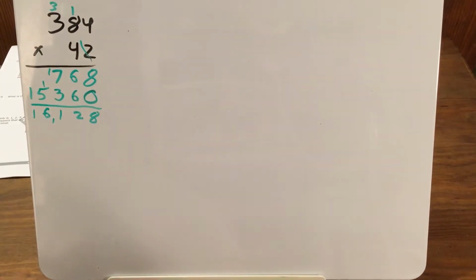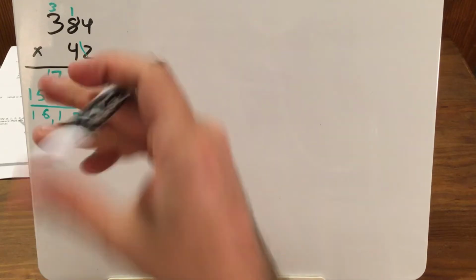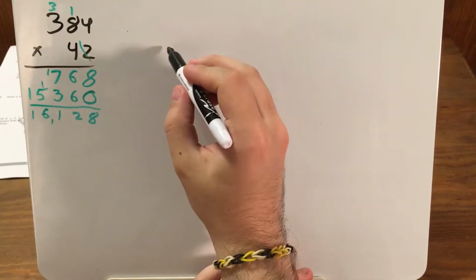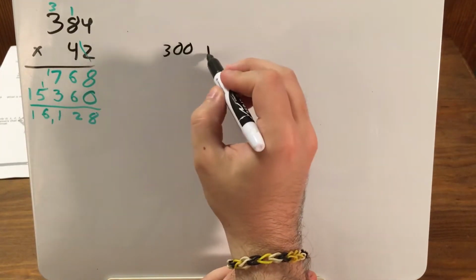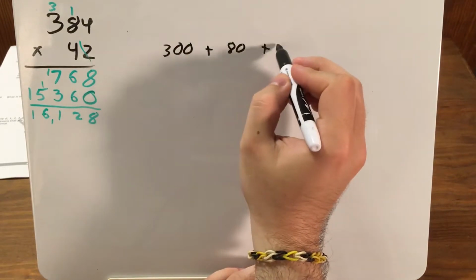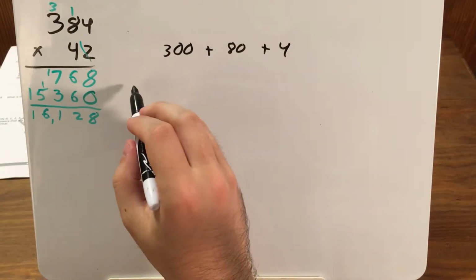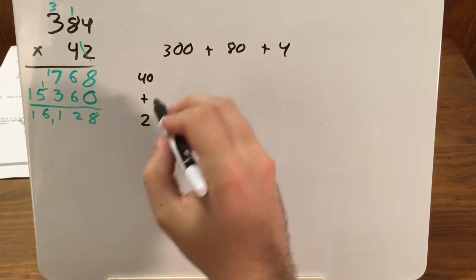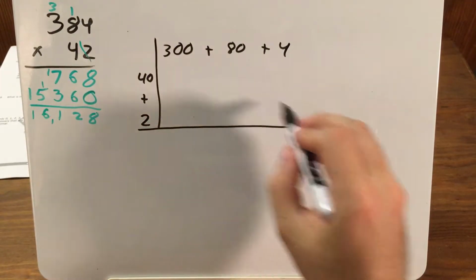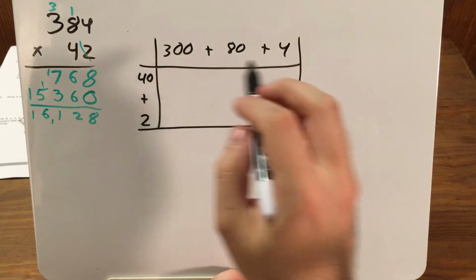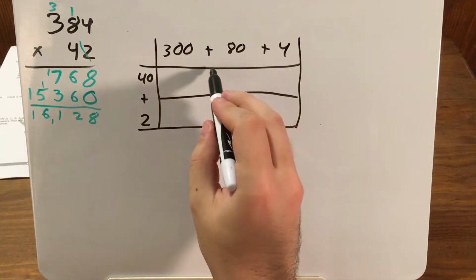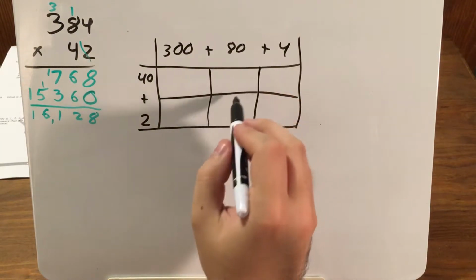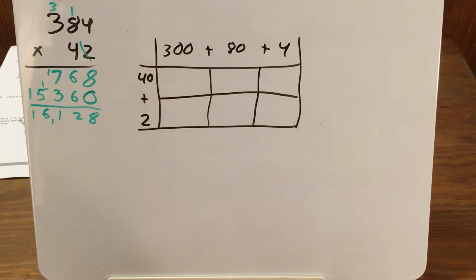Now I'm going to go ahead and try this with what's called the box method, which is where I write 384 as 300 plus 80 plus 4. I write 42 as 40 plus 2. I make my box. I split it up by drawing my lines under and next to each plus sign. And now I just need to multiply.